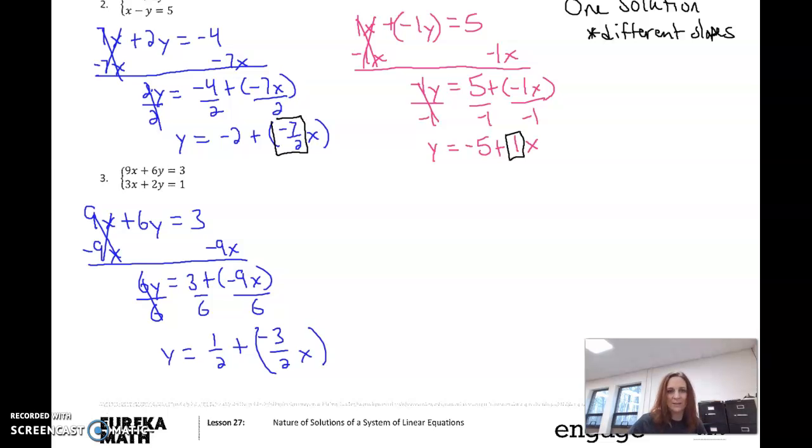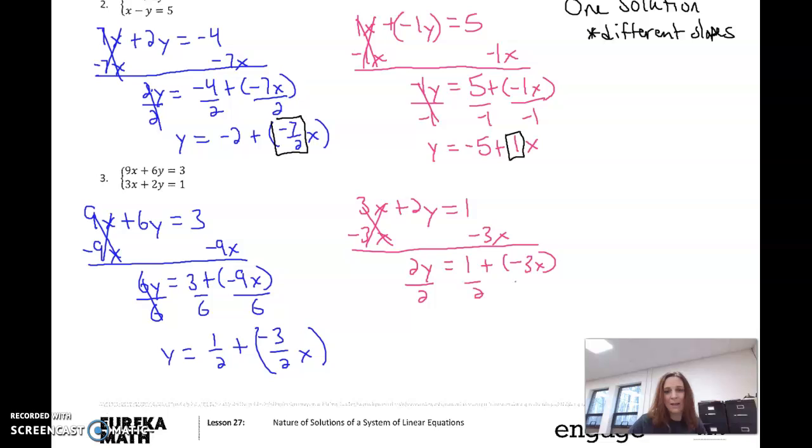All right, let's do this one. 3 times x plus 2 times y equals 1. Solving for y, I'm going to get rid of 3x by subtracting 3x from each side. 2y equals 1 plus a negative 3x. And divide everything by 2. 2 divided by 2 is 1y. Well, that's a half, 1 over 2. Plus, oh, looky here, negative 3 over 2 times x.